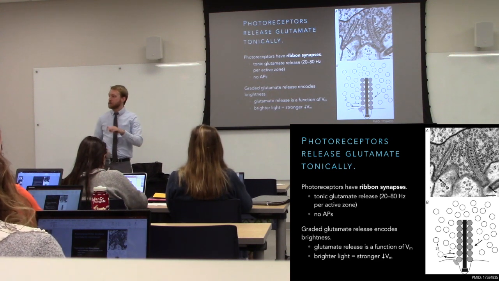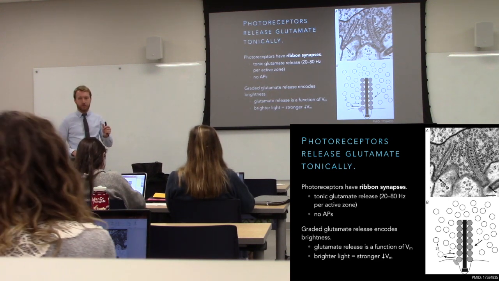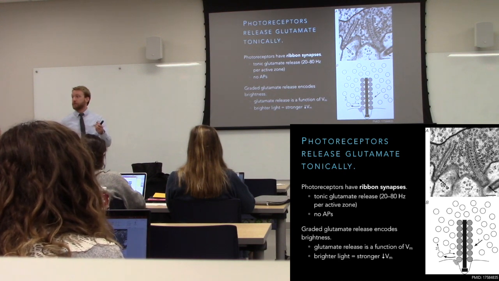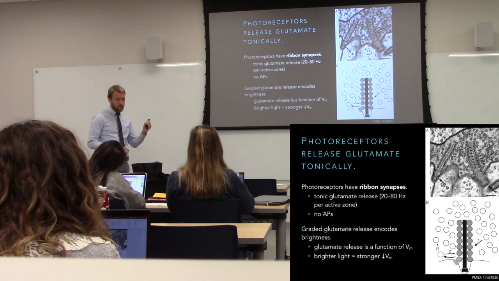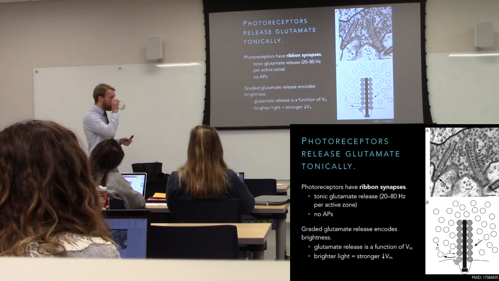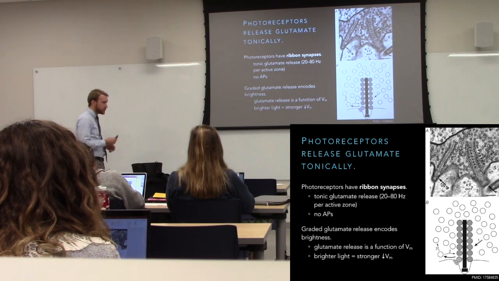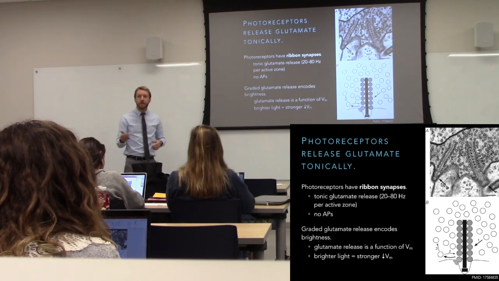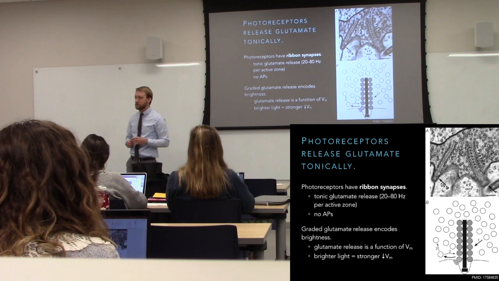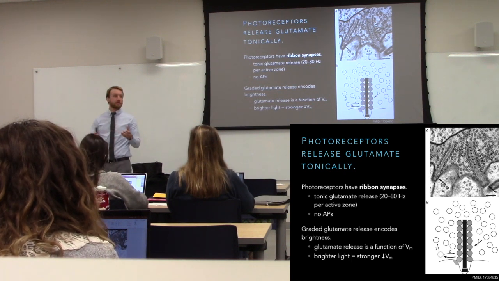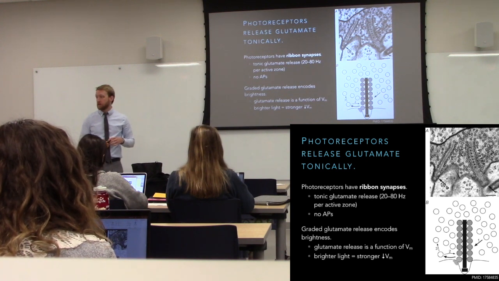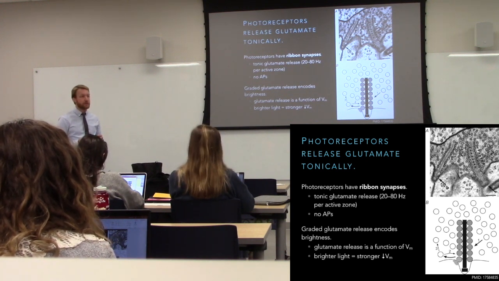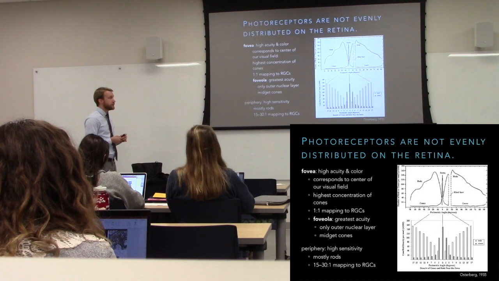No action potentials, it's not all or none, it's a graded change. The brighter the light, the greater the hyperpolarization, the greater the decrease in glutamate release. So this allows the retina to give us an idea of just how bright the light is. The brighter it is, the more they hyperpolarize, and the less glutamate they spit out. The less they're going to affect bipolar cells and retinal ganglion cells.